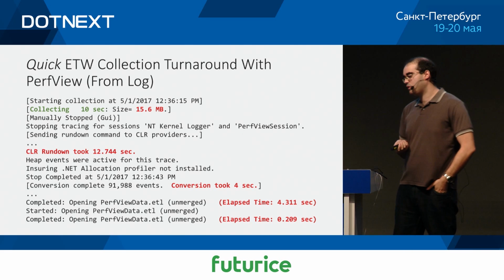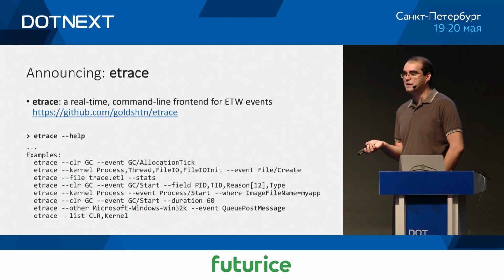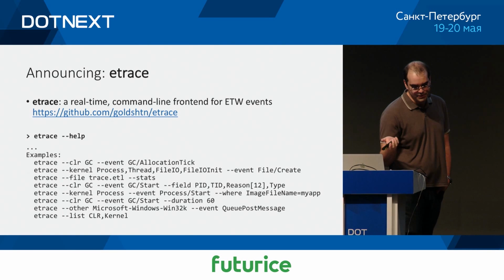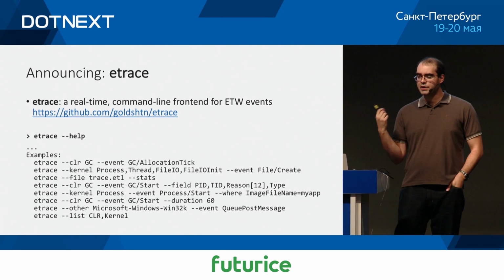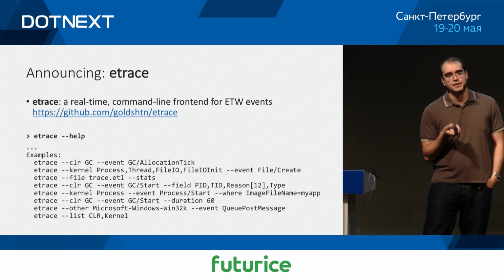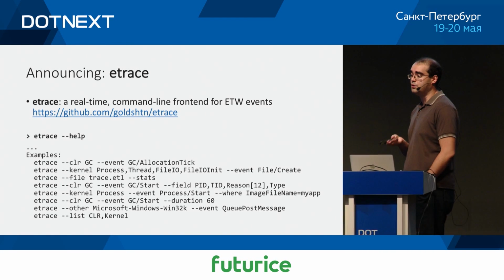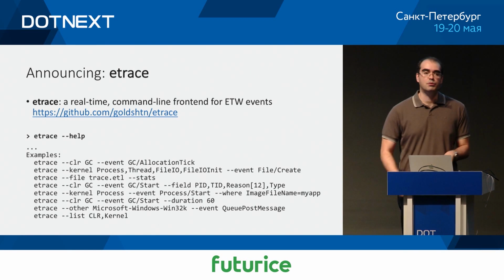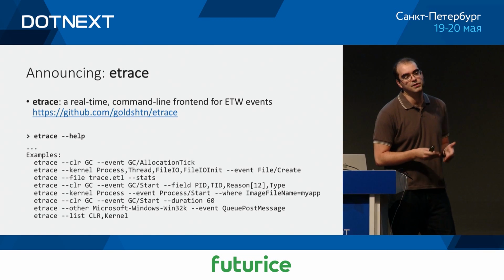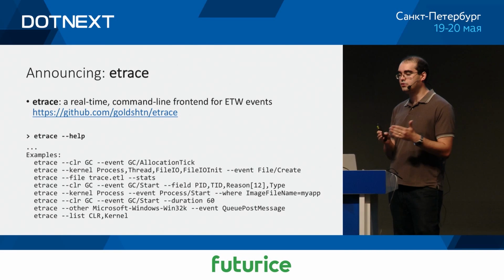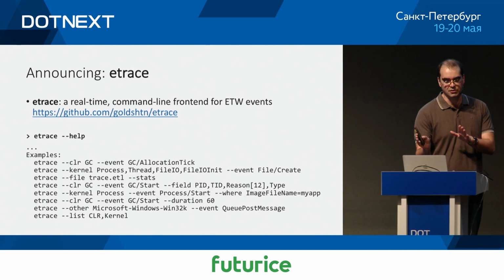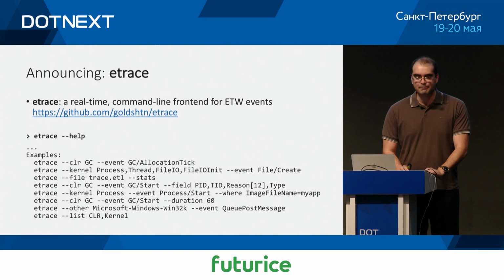So I want to share with you a couple of my own tools that I wrote because I sort of couldn't live with that. They're both open source on GitHub. One of them is called eTrace, and this is a command line interface to ETW. So you can tell it which events you want, and it will print them out in real time. When the event occurs, it will be printed to the command line. I'll have all the links for you at the end. If you want, you can take screenshots later.